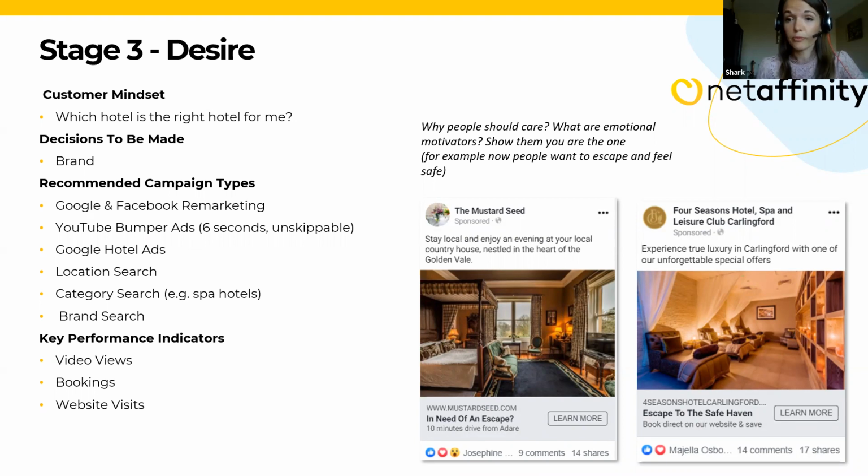So for example, we are now in the pandemic. So people want to escape, but they also want to feel safe. So I just included 2 examples of our clients that are successfully implementing those factors in their ad copy, and they successfully connect with their audience. So we see that traffic is flowing and revenue has also improved.